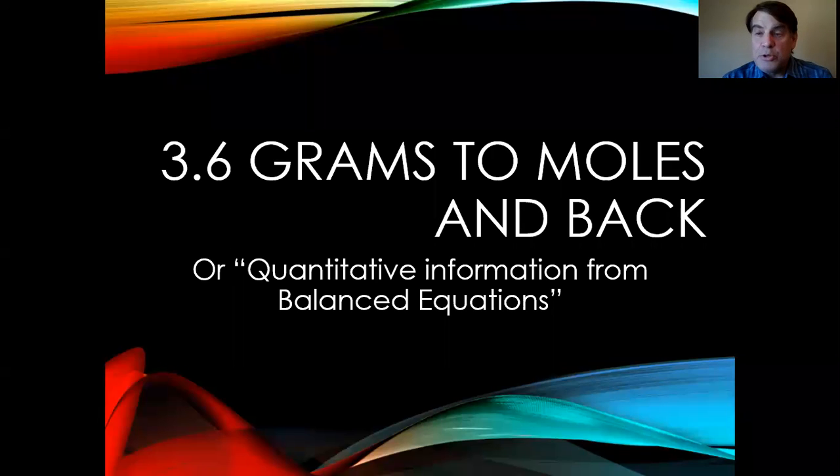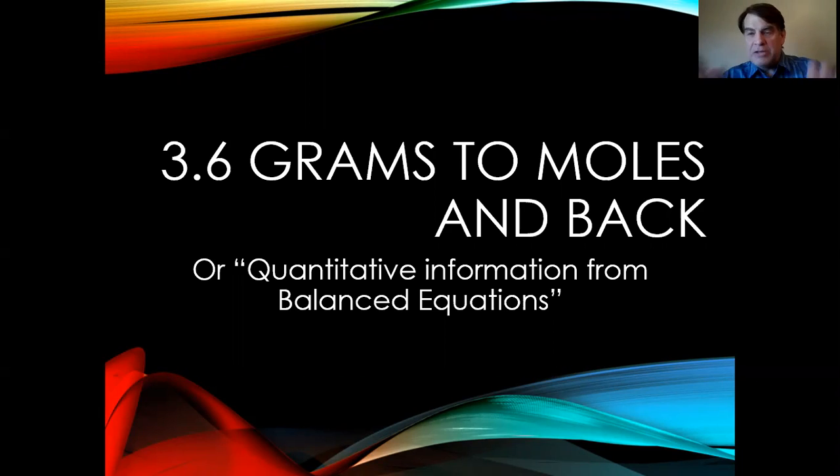Hello, this is a chemistry video. I am following the order of sections in Brown, Burdge, LeMay, and Murphy's Chemistry: The Central Science. We're in chapter 3, which is on stoichiometry, and has to do with balancing equations and things like that.